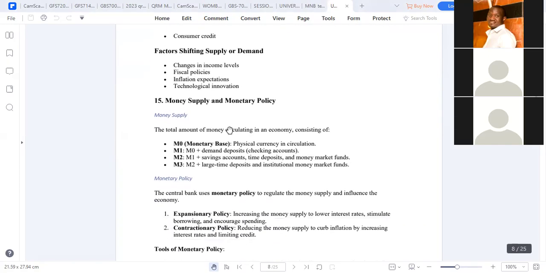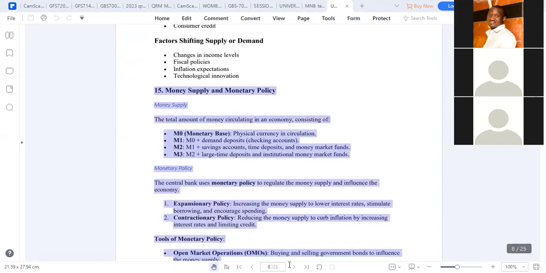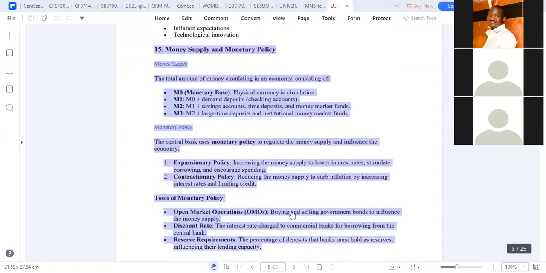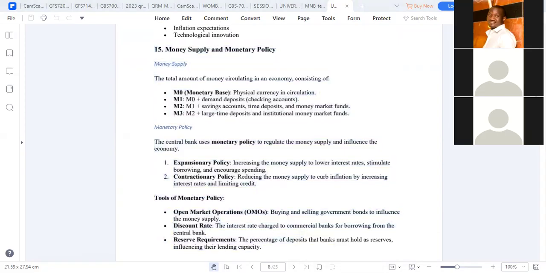So we go to chapter 15, where we're going to look at money supply and the monetary policy.